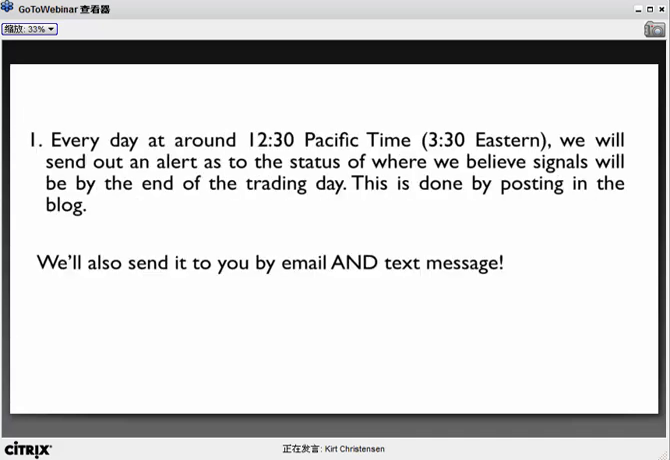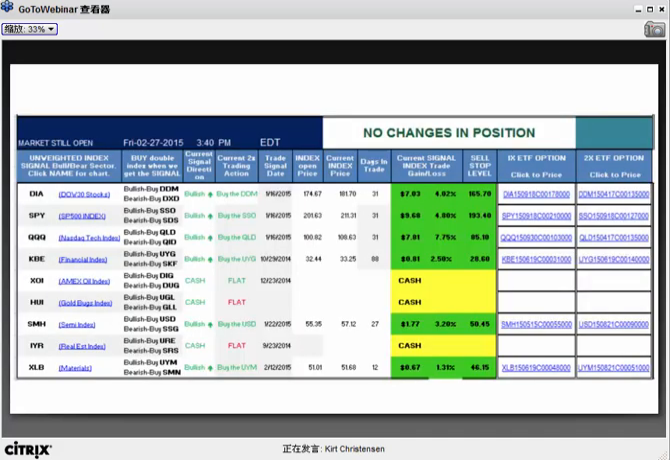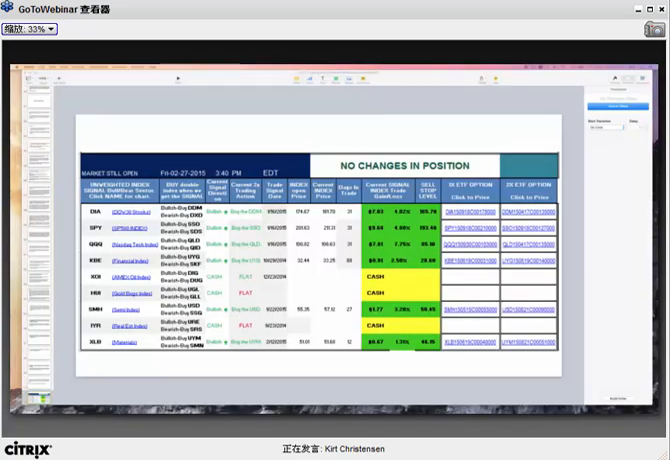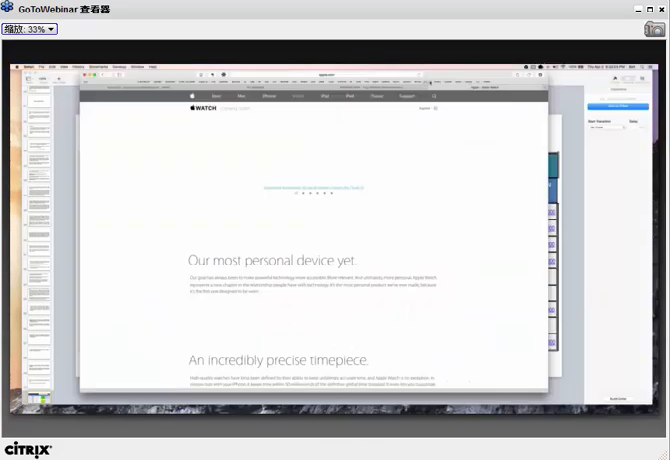Every day around 12:30 p.m. Pacific or 3:30 Eastern, we'll send out an alert where we believe the signals will be by the end of the trading day, and this is done by posting on our blog or also by email or text message, which we covered. So here is a past example. Let me pull up a more current example so we can have a true up-to-date example and show you exactly what that looks like.